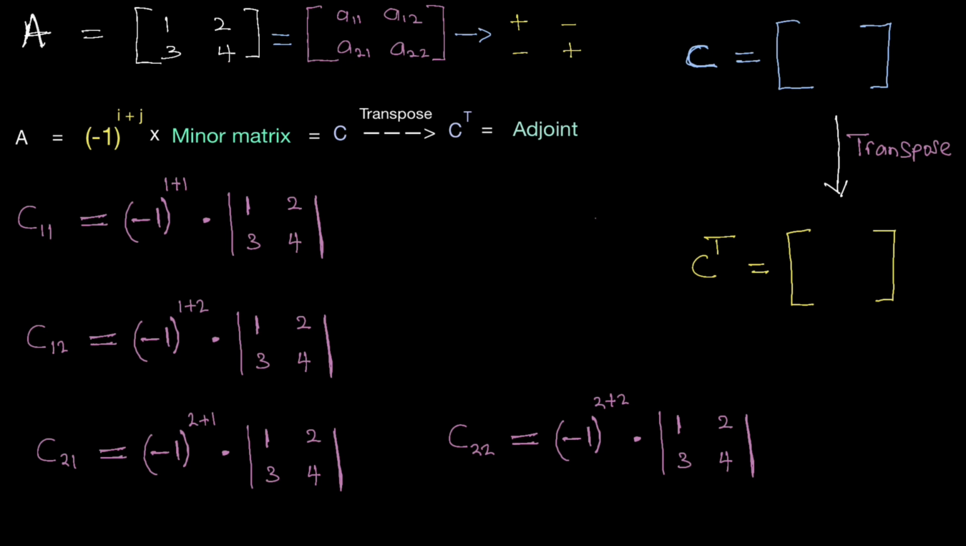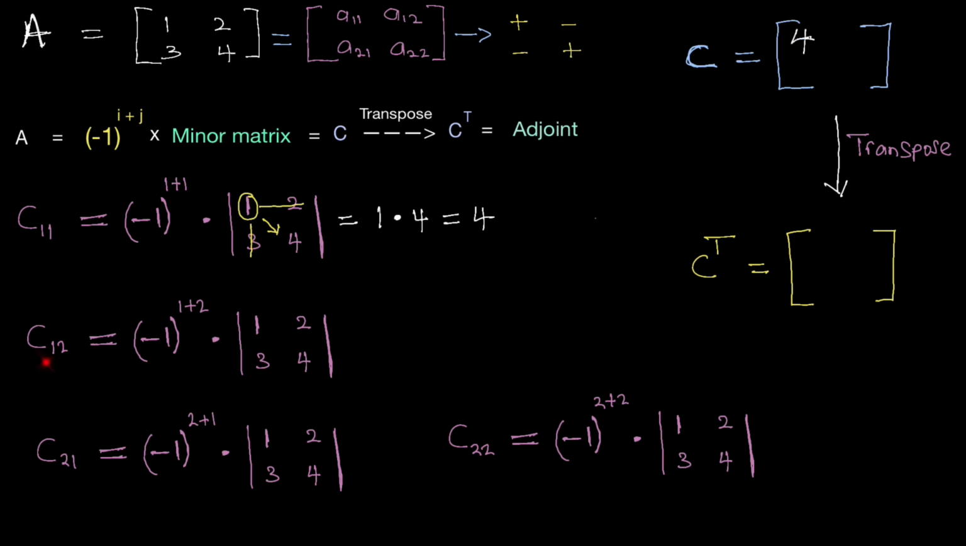So for the first one here, we do -1 to the power 2, that is 1 plus 1. So that's +1 times, and the dot means times, the element we're looking at. We draw a horizontal line and a vertical line, and the opposite element would be the minor matrix. So that would be times 4, which equals 4, which means I can populate the element for C11. So that would be 4.